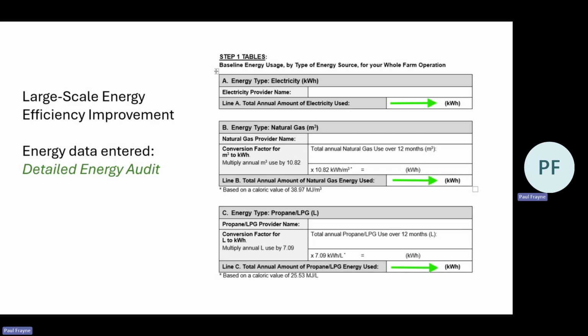Inputting the 12-month energy use data for your farm operation is the same process for both the Energy Efficiency Improvement Project category and the larger scale Energy Efficiency Improvement Project category. The only difference is that for the larger scale category, your 12-month baseline energy data will come from the required detailed energy audit that you have previously completed. Make sure to include the energy audit with your application.